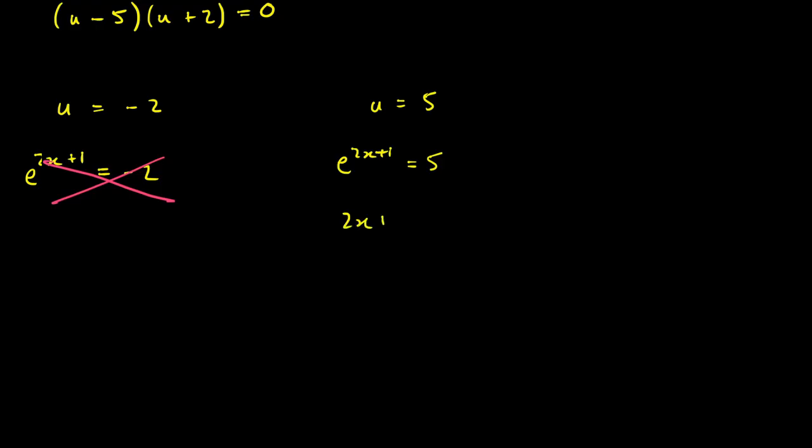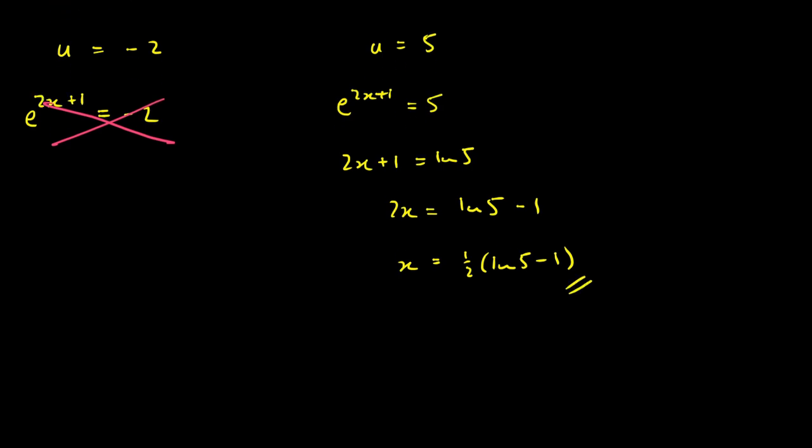So 2x plus 1 will be equal to the natural log of 5. So 2x is equal to the natural log of 5 minus 1. So x is equal to a half of the natural log of 5 minus 1. Okay, and that should be our answer. And I'm just going to check that against the mark scheme to see if everything is correct. Yep, that is exactly right.